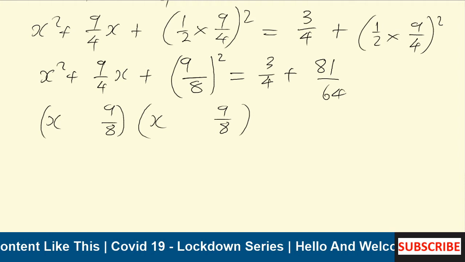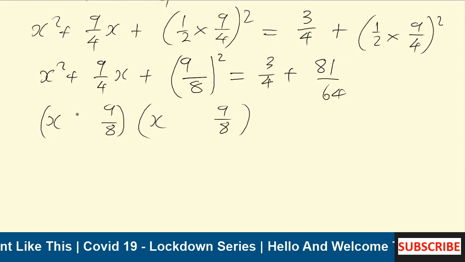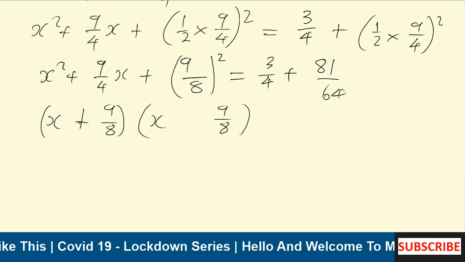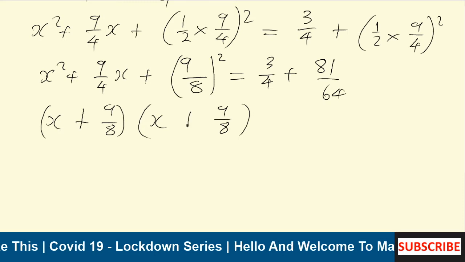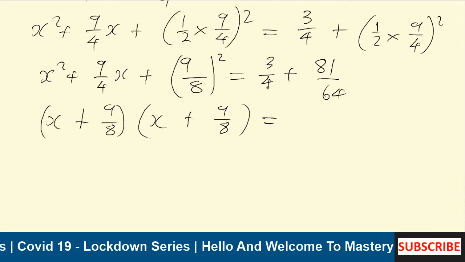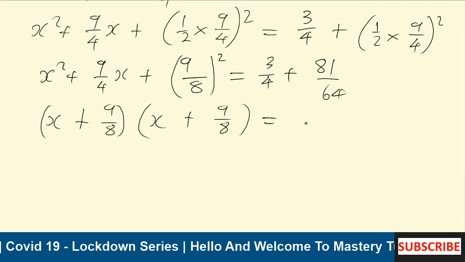So you're going to take this sign, the plus here, you drop it down here, and then you multiply it with that, and then the answer that you get, you put it there. So positive times positive is going to be positive. There you go. And then this is going to be equal to, now on the other side, when you add 3 over 4 plus 81 over 64, it is going to give you 129 over 64.